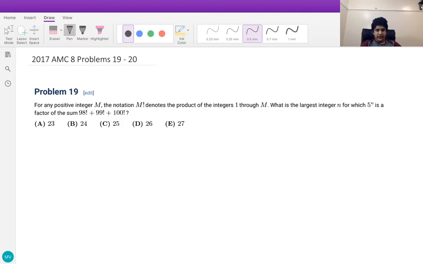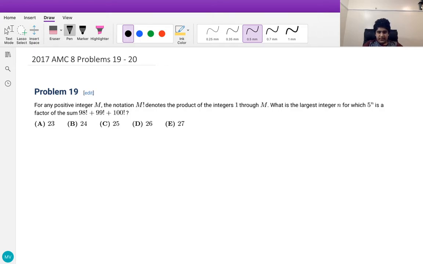Today we will be solving problems 19 and 20 of the 2017 AMC 8. Let's begin with problem 19. For any positive integer n, the notation n factorial denotes the product of the integers 1 through n. What is the largest integer n for which 5 to the n is a factor of the sum 98 factorial plus 99 factorial plus 100 factorial?